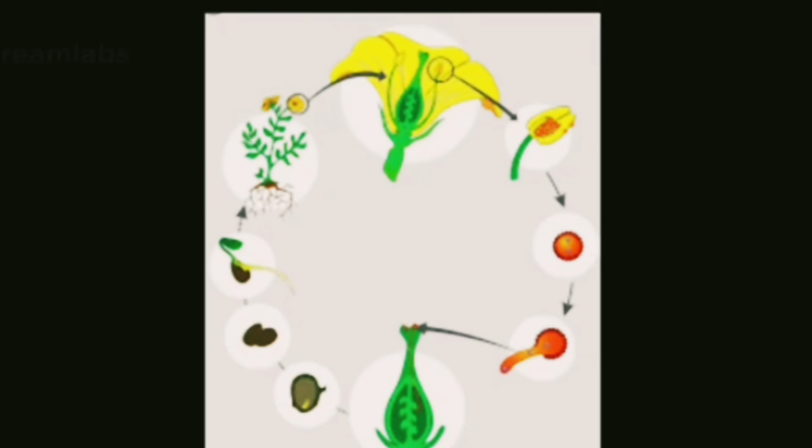The female gamete receives the male gamete by pollen tube. How? The pollen drops on the stigma by pollination. It develops a pollen tube. The pollen tube enters the embryo sac and reaches the egg cell, and fusion of male and female gamete takes place.